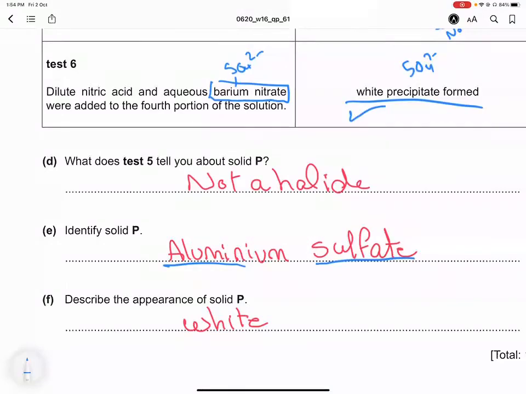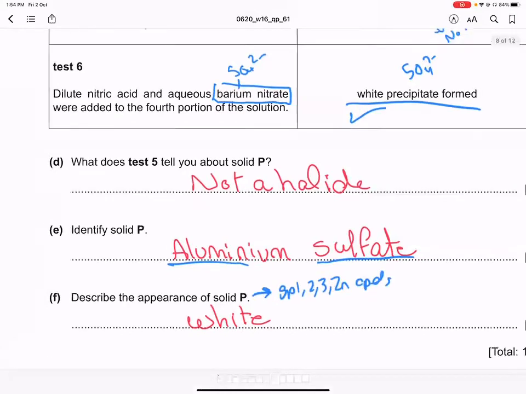Describe the appearance of solid P. How would I know the appearance? We agreed that group 1, 2, and 3 and zinc compounds are white. So this is aluminium from group 3. It's a group 3 element, so it must be white in color.